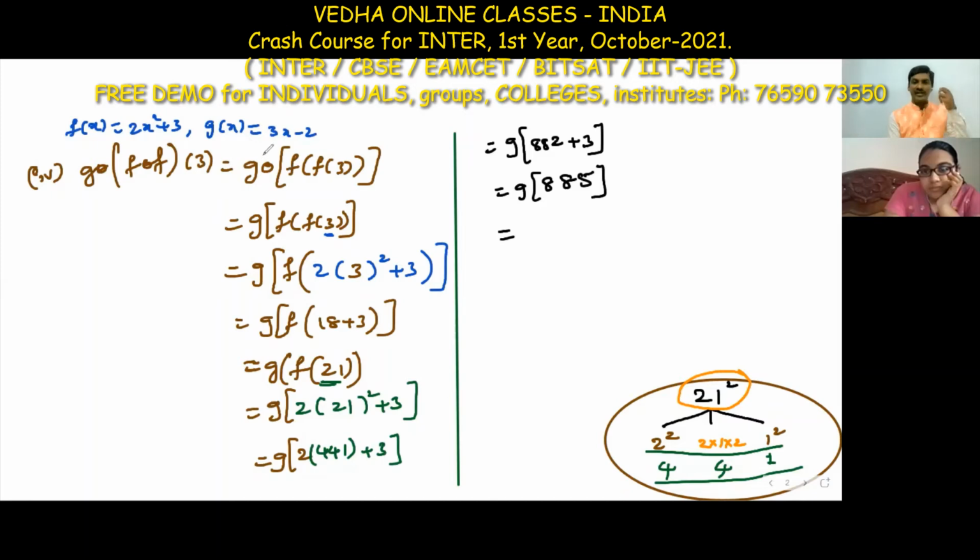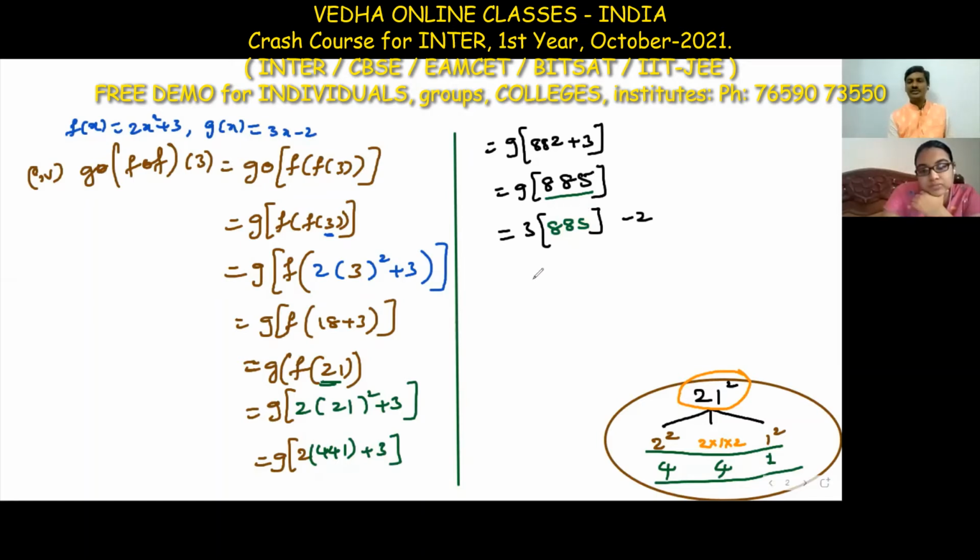What is g of 885? What is the g of x function? Just check the g of x function. That is 3 into x minus 2. What is x here? The value of x is 885. So write that. Now multiply here.